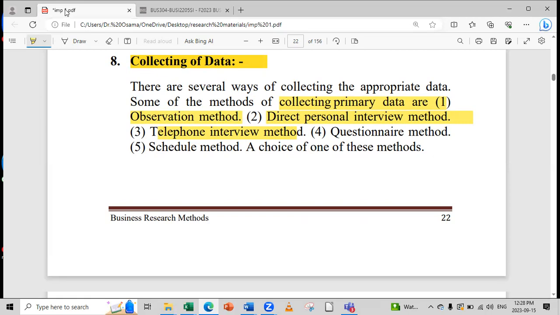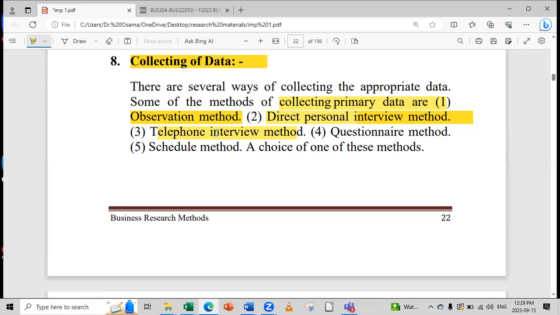I might collect it by observation or direct interview, talking with you. A new medicine is on the market now, and I want to ask you guys, how is it working? Is it okay? Did you take this medicine? Are you okay with it? So I have to go and interview you to collect the data.